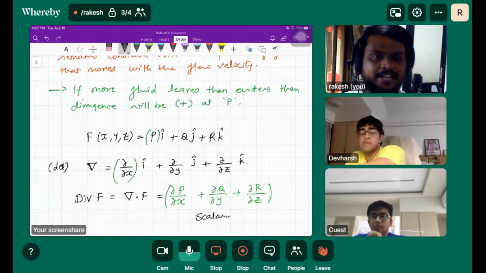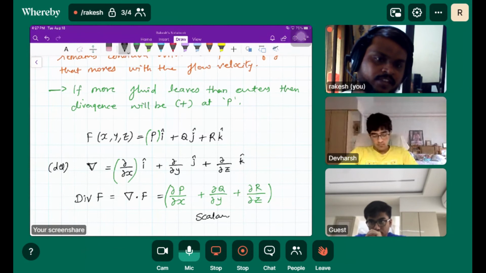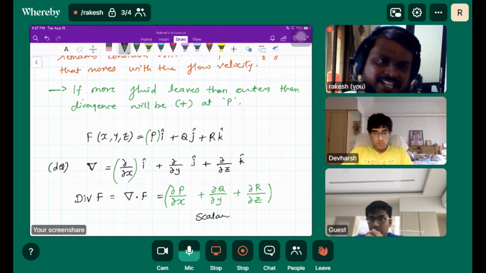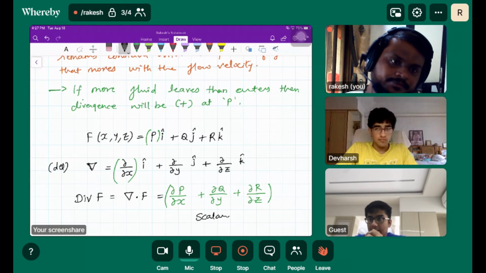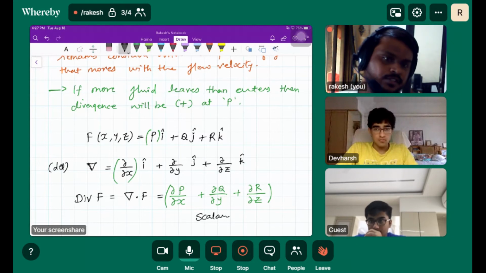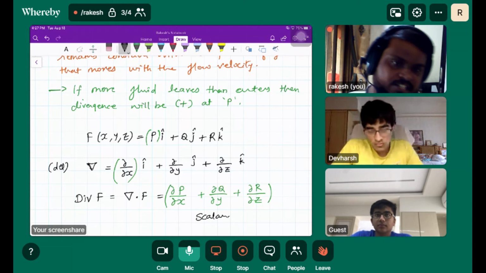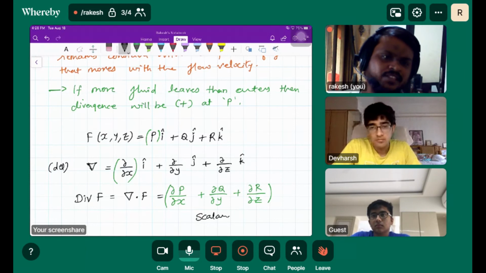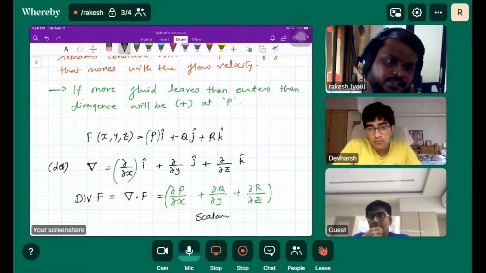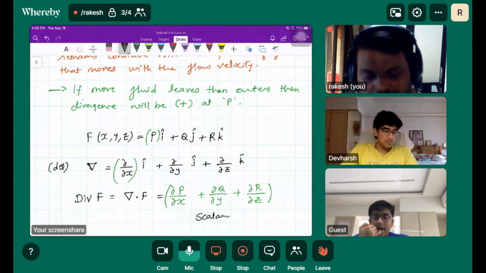So this is the divergence of F. It has to be a scalar quantity. As I said in the beginning, if the divergence of F is positive, it implies the amount of fluid leaving the neighborhood is more than the amount entering it. If it is zero, the same amount is entering as leaving. And if it is negative, there is a gathering of fluid in the neighborhood around point P. That is what it means. So divergence is this.